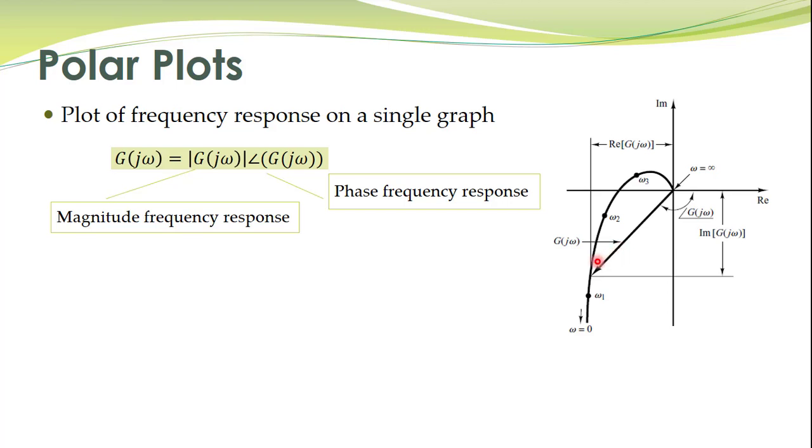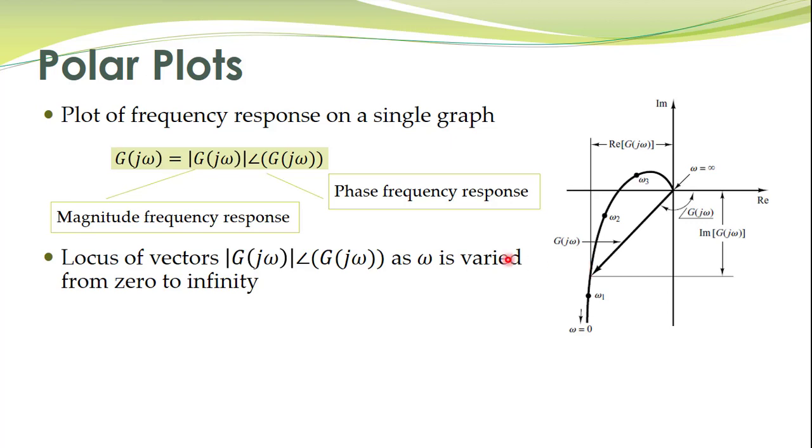So therefore, for different frequencies you will have a locus of this vector, and the locus of this vector when omega is varied from 0 to infinity is called the polar plot. Is it clear? Here this frequency response is a complex number with magnitude and phase angle, and for different frequencies this magnitude and phase angle will be different. So you will have different vectors representing this complex number, and the locus of those vectors when omega is varied from 0 to infinity is called the polar plot.